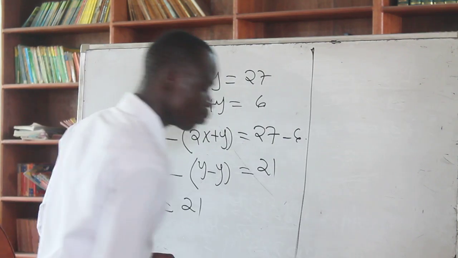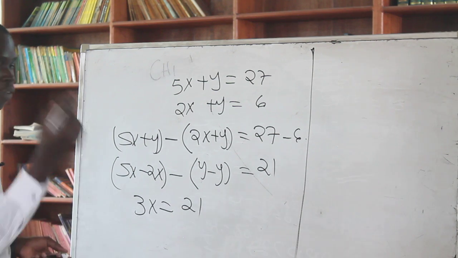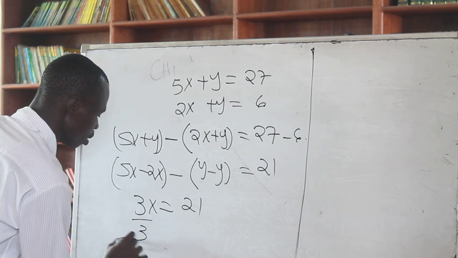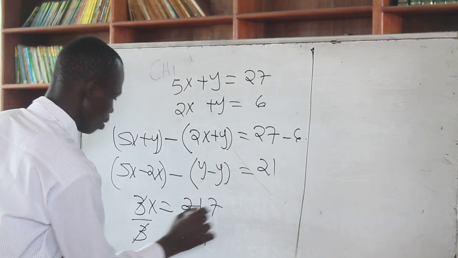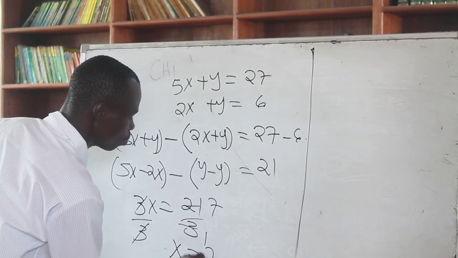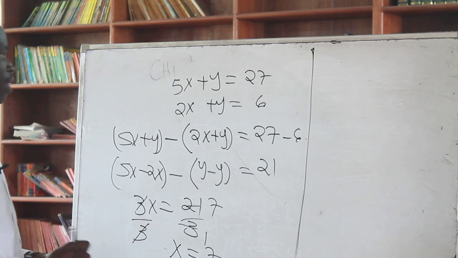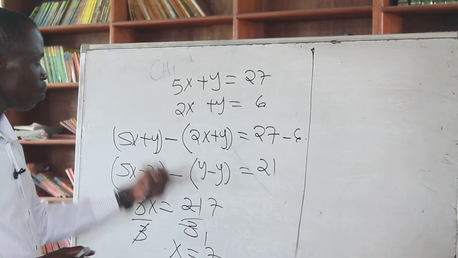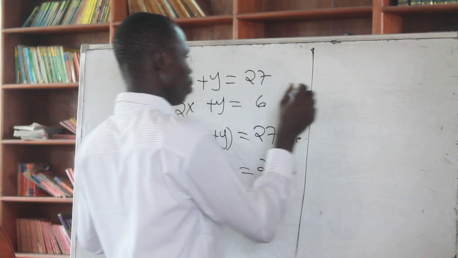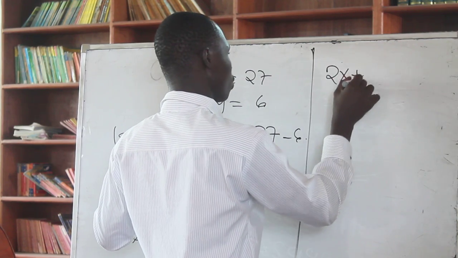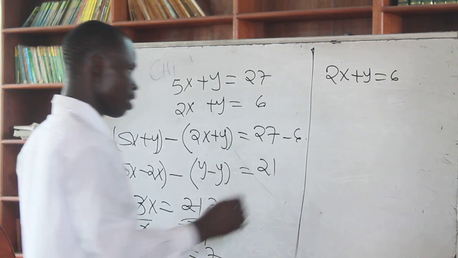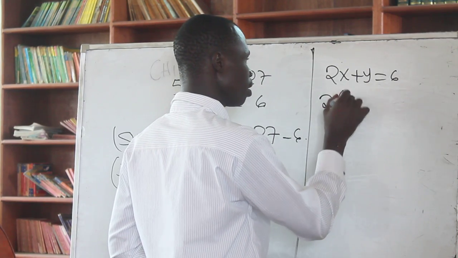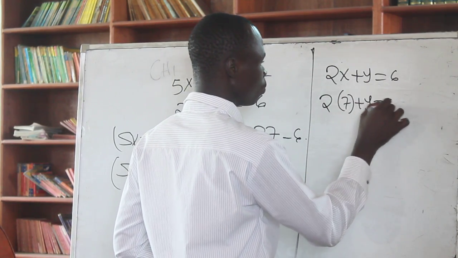So being that we have a 21 here, for us to find x, we divide here by 3, divide here by 3. Here 1 is 7. So in other words, our x is equal to 7. Then we can take either of the two equations. Then we substitute the value of x. Suppose we take the second one, 2x plus y is equal to 6. But what is our x? Our x is 7. So 2 times 7 plus y is equal to 6.